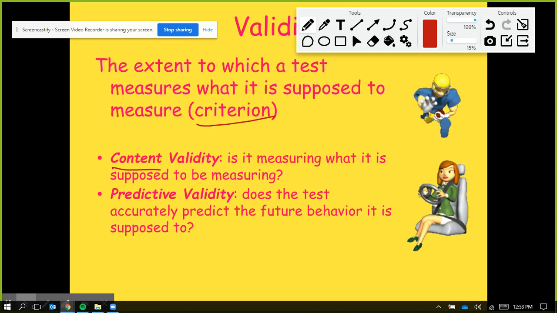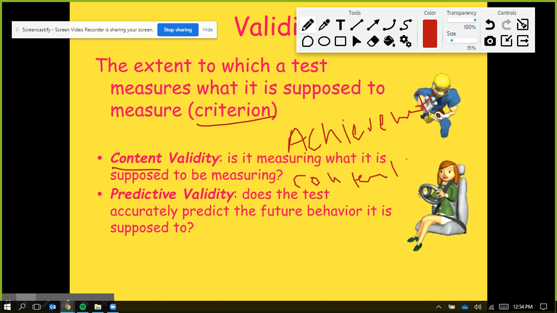If I put questions about the Battle of Gettysburg on a psych test, that would have low content validity because it's not actually asking about what the test should be asking about. This is more common with achievement tests, but it can be with both. For a driving test, if they had you drive a boat instead of a car, the content validity would be low because it's not testing what they're supposed to be testing you on. So there's content validity. Is the content what it's supposed to be?